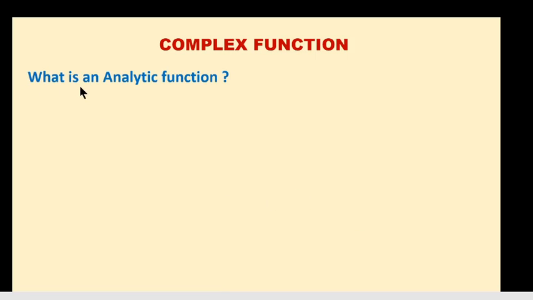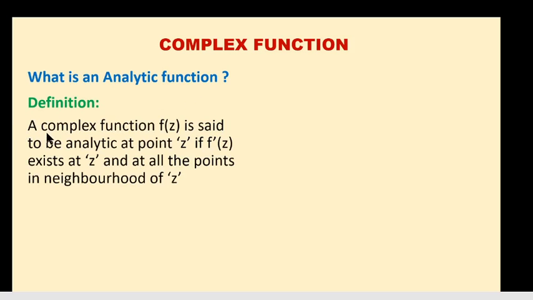Next, let us see what is an analytic function. By definition, a complex function f of z is said to be analytic at point z if f dash z, that is the derivative of f of z with respect to z, exists at z and at all the points in the neighborhood of z. Now what does this mean?